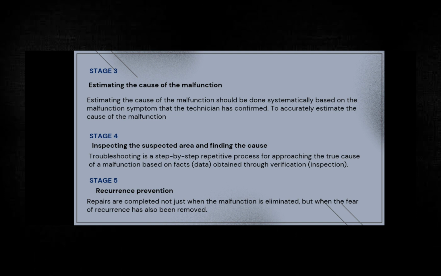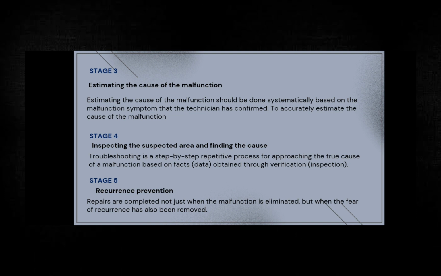Stage 4, inspecting the suspected area and finding the cause. Troubleshooting is a step-by-step, repetitive process for approaching the true cause of a malfunction based on facts and data obtained through verification and inspection.